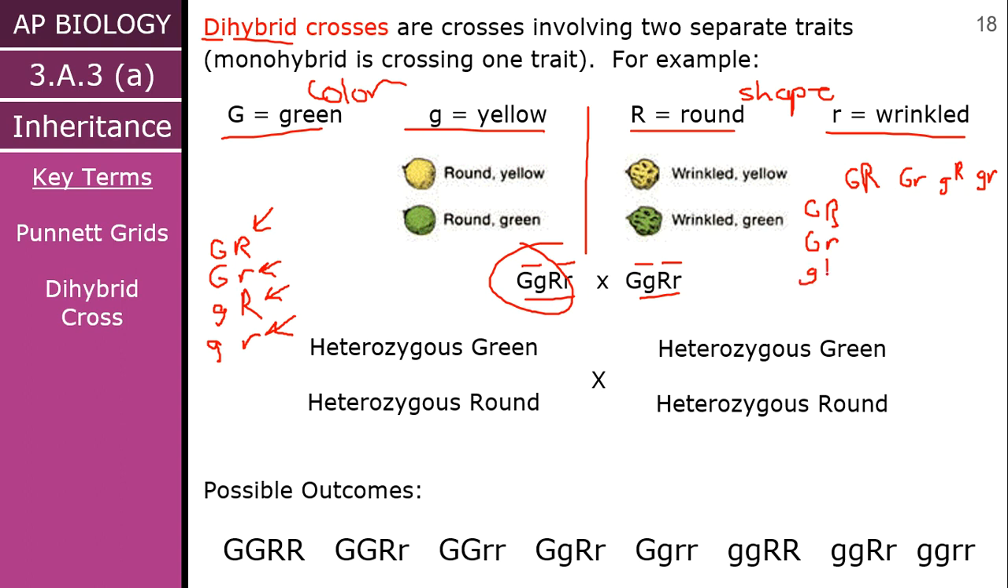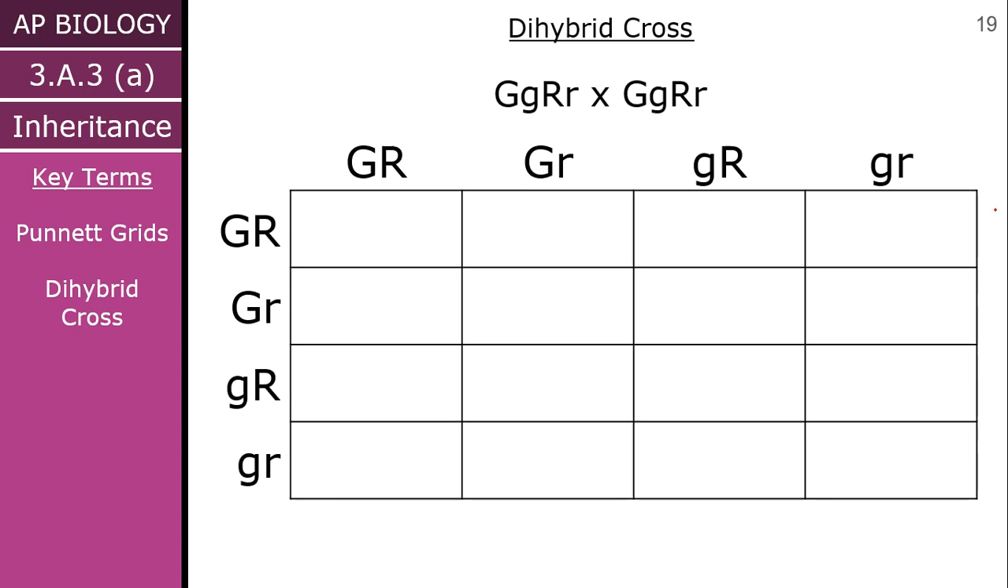Okay. And then you would fill in this Punnett square, and obviously it becomes a giant disaster. But it's going to be a 4x4 grid, 16 boxes. Okay, so this parent right here on the left can pass a big G with a big R, or a big G with a little r, or a little g with a big R, or a little g with a little r. And then this parent can do the same thing over here. So then you'd have to fill in every possibility.